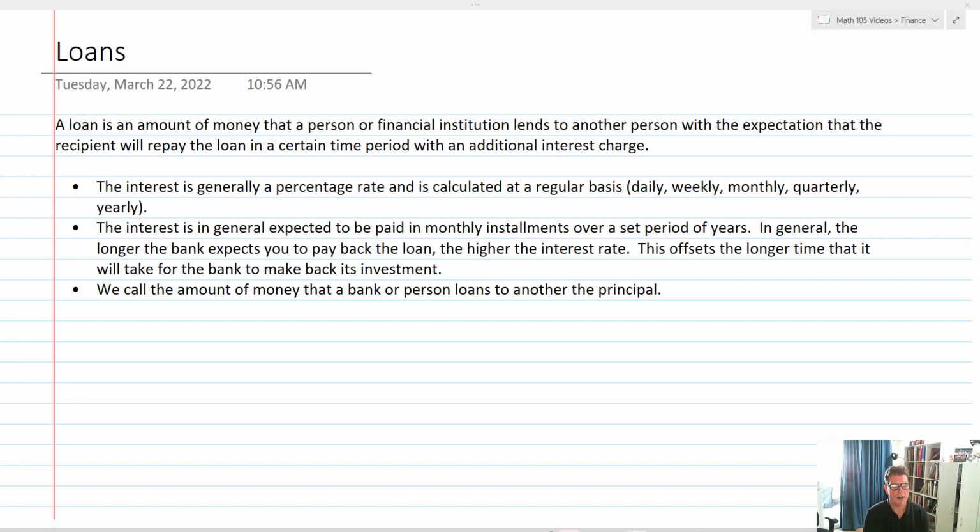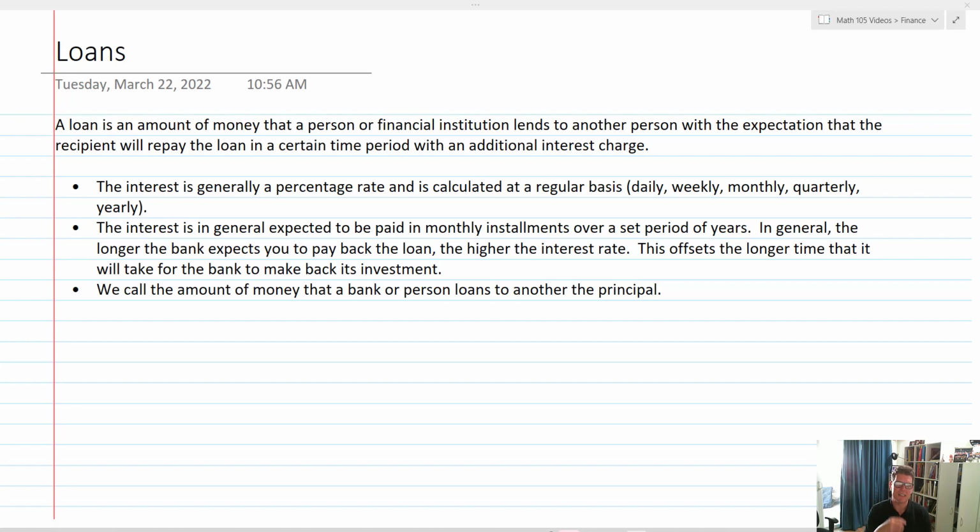All right, so this is Dr. Sweeney, and what we're going to look at today is loans. So a loan is an amount of money that a person or financial institution lends to another person with the expectation that the recipient will repay the loan in a certain time period with an additional interest charge. The interest is generally a percentage rate and is calculated on a regular basis, and that'll be either daily, weekly, monthly, quarterly, or yearly. We're going to look mostly at monthly for the purposes of this class.